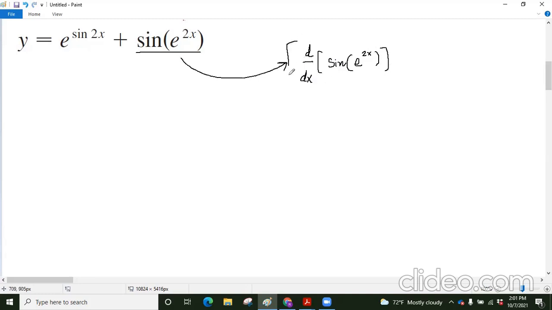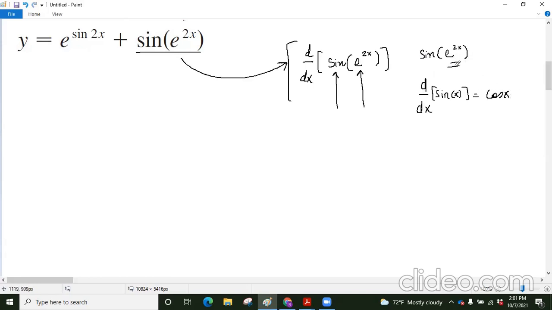Well, what you would say here is, okay, I have an outside function, which is sine of x, right? And then I have an inside function, which is e to the x. But instead of it being x in this case, so instead of the inside being x, it is instead e to the 2x, correct? So we know that the derivative of sine of x is cosine of x, correct?